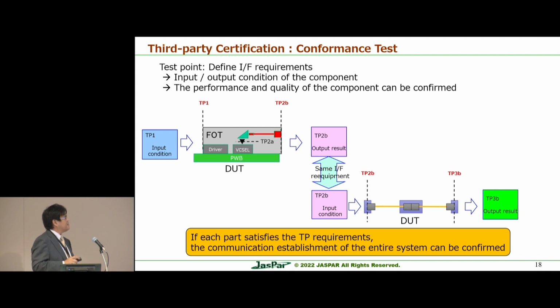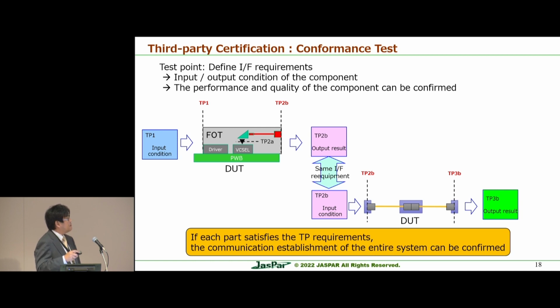So in the case of fiber optic technology, at the TP1, for example, the electrical signal goes into the optical device. So the driver and VCSEL generate the optical signal to the outside. And IEEE also specified the TP2B. In that case, the output result can be measured this way and compared to the specification. If the TP2B specification is satisfied by using the TP1 condition, this DUT is confirmed to comply with the international standard, something like that.